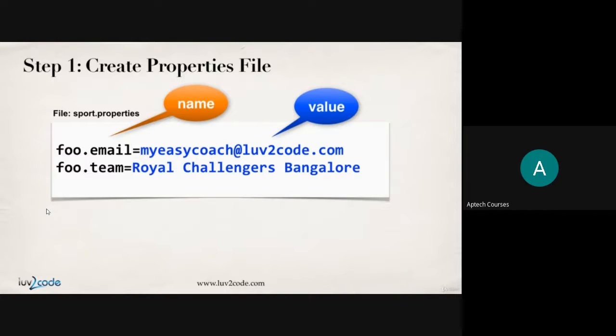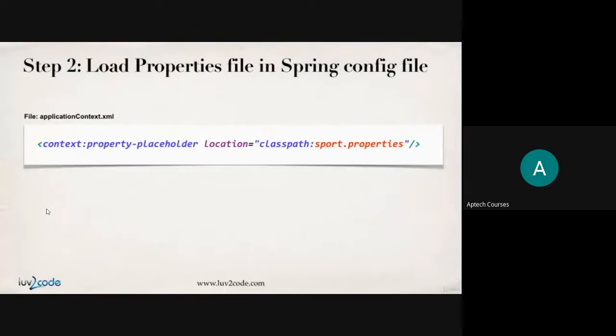There's no direct relation to your actual bean. You can call them foo bar, test, funny, bozo, anything. The only thing is that you have to simply be consistent between referring to the property name in this config file and also referring to the property name in your Spring setup. All right, so those are our properties.